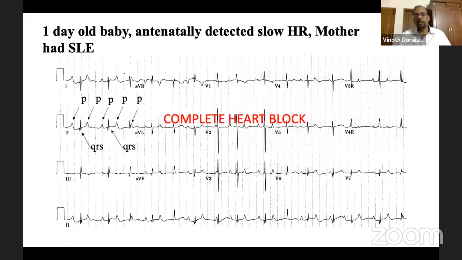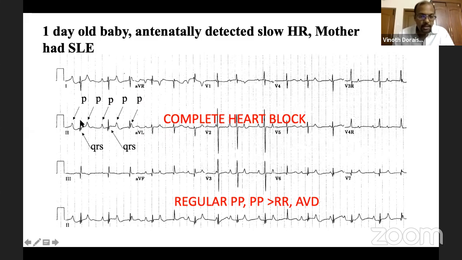So what are the conditions required to diagnose a complete heart block? You should have a regular PP interval. You should have the PP interval faster than the RR interval. And you should have no association between the P and the QRS complex, which is called an atrioventricular dissociation.